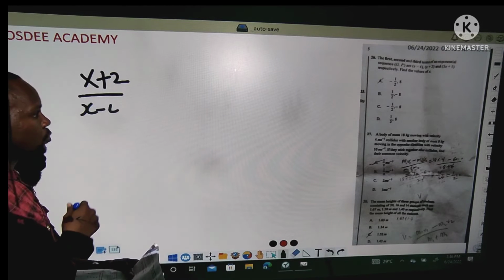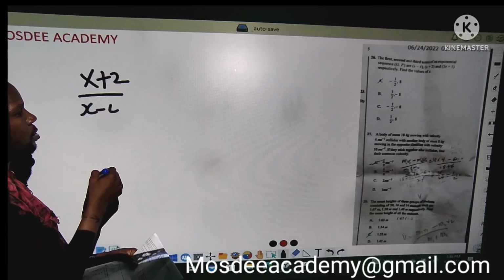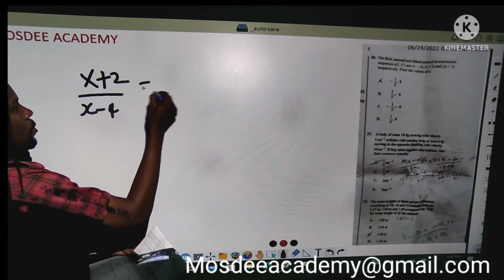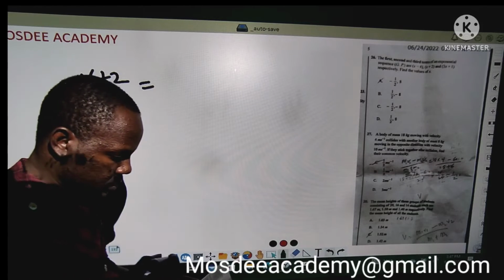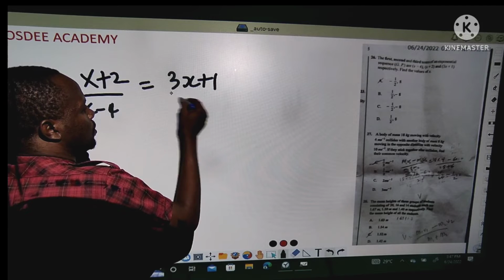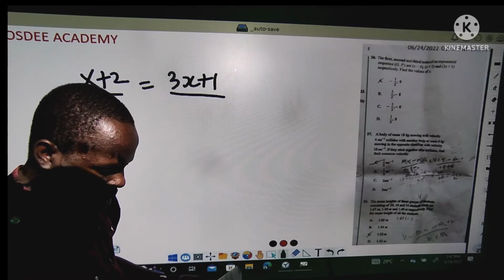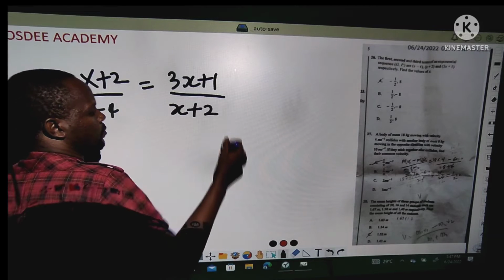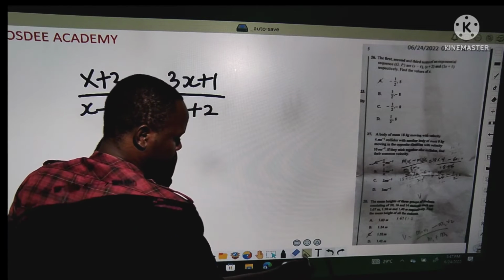must be equal to 3x plus 1 over x plus 2. So this is what you are supposed to do. You are solving.